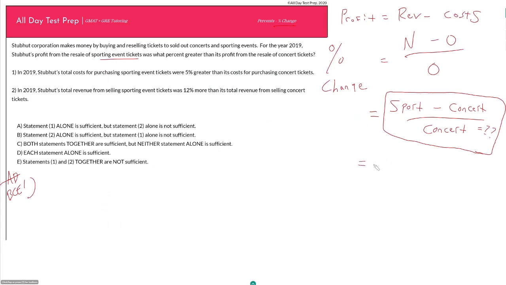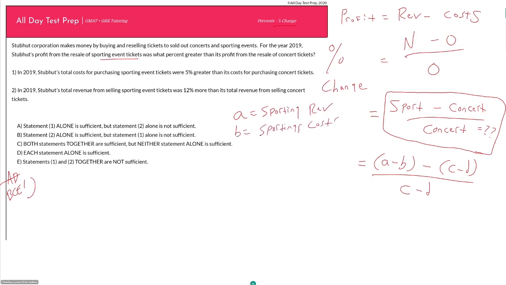I can rewrite this question as just (A minus B minus C minus D) all over (C minus D), where A is equal to my sporting event revenue, B is my sporting event cost, C is my concert revenues, and D is my concert cost.